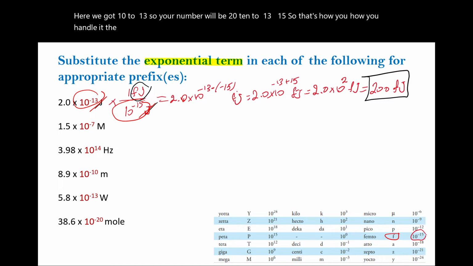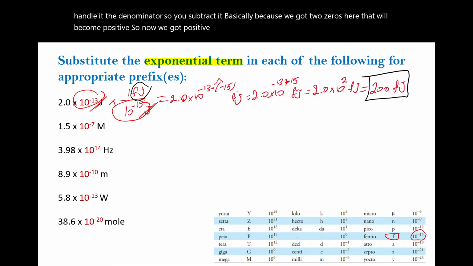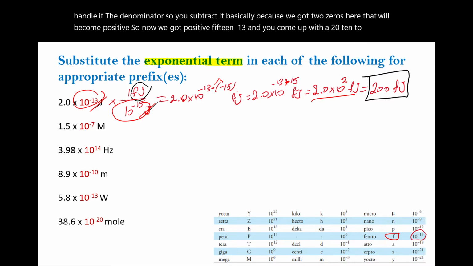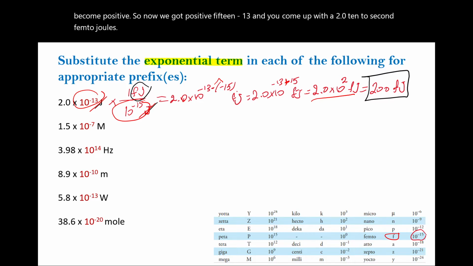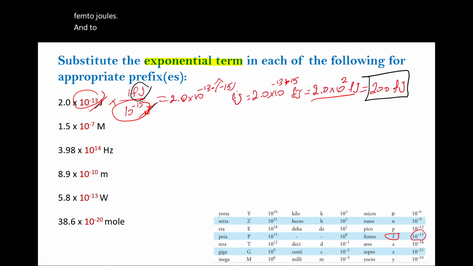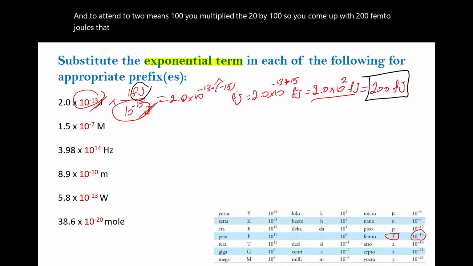So you subtract it, basically, because we got 2 negatives here. That will become positive. So now you got positive 15, negative 13, and you come up with 2.0 times 10 to the 2nd femtojoules. And 10 to 2 means 100. You multiply the 2.0 by 100, so you come up with 200 femtojoules. That is your answer.